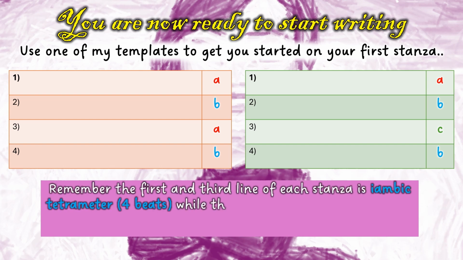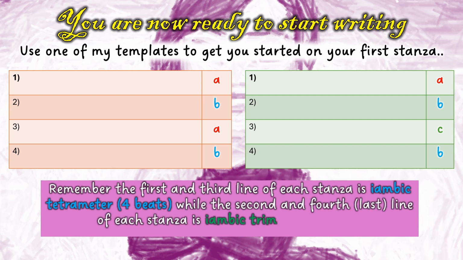And then remember the first and third line of each stanza is iambic tetrameter, which is four stressed syllables, while the second and fourth line of each stanza is iambic trimeter, which is three stressed syllables. You could underline the stressed syllables in each line just to make sure you've got that right. If you're struggling, just start the video again and have another look at the examples that I gave and the structure page in particular.